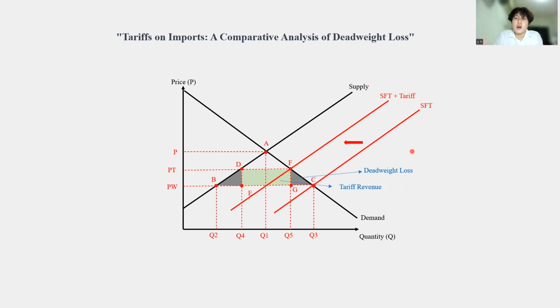Conversely, in the case of a tariff, the deadweight loss is caused by the reduction in the quantity of imports due to the higher price, which reduces international trade. So the tariff directly affects international trade by reducing the quantity of imports.